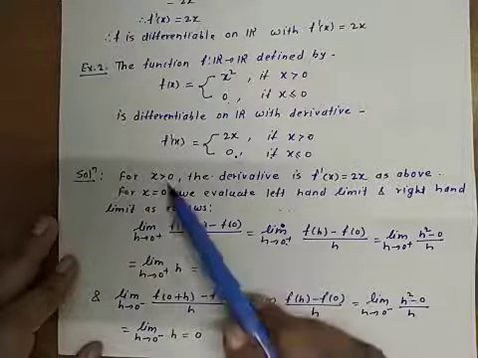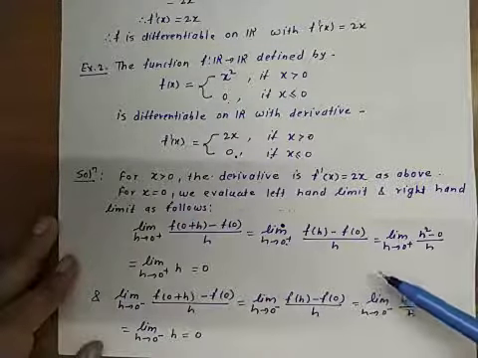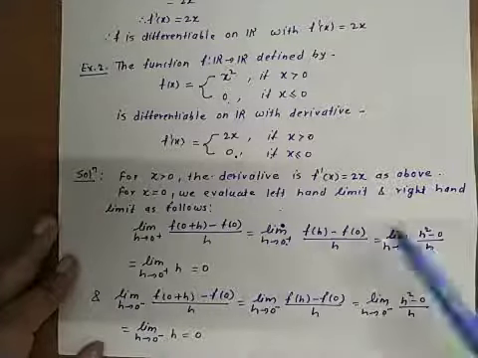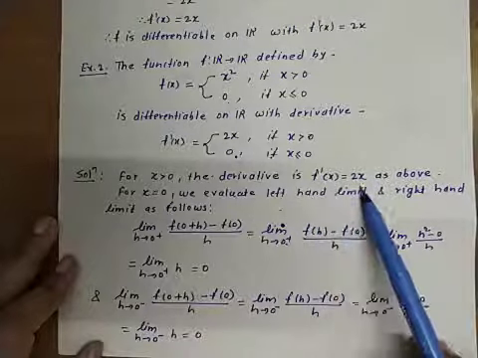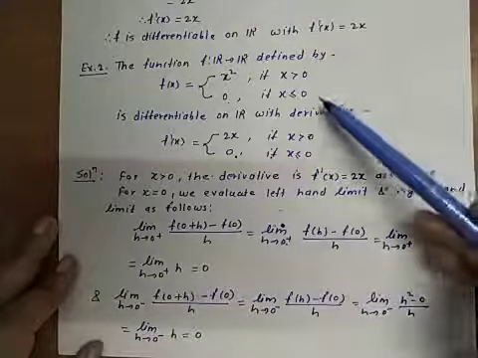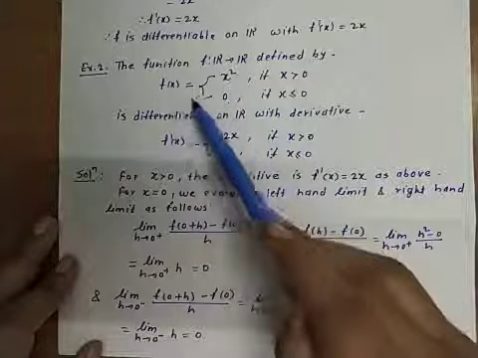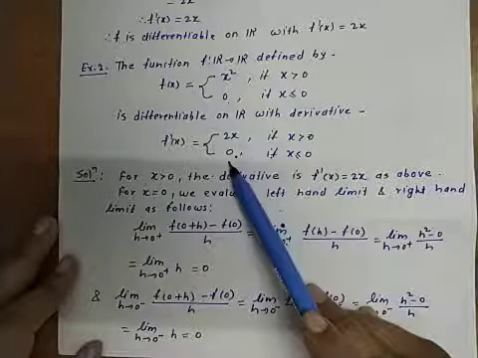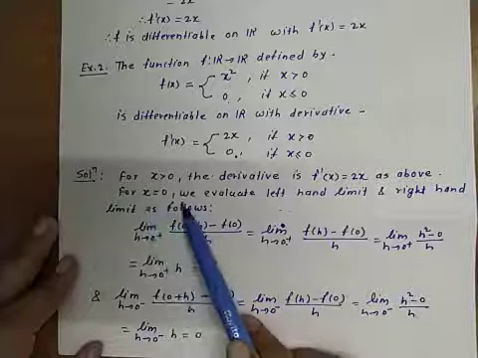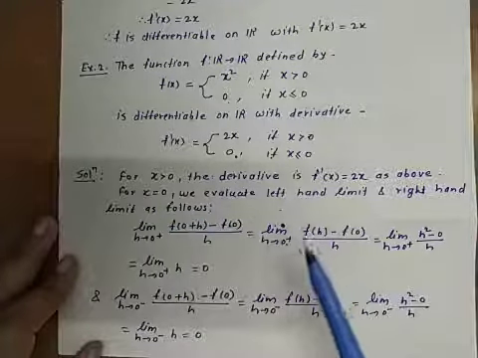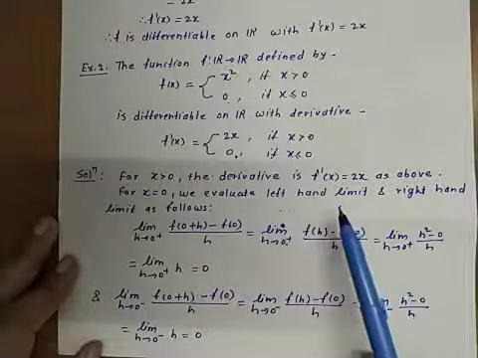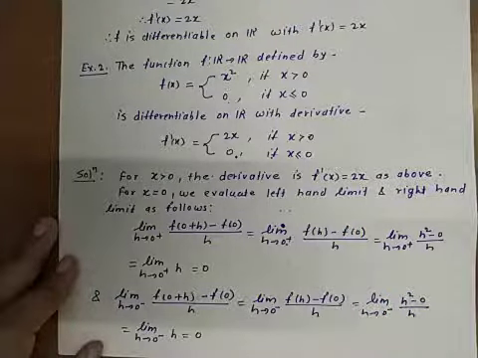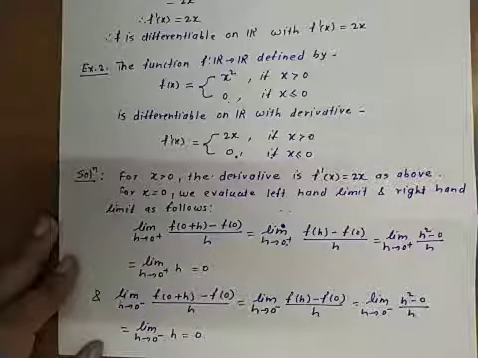Now for x greater than 0, we just proved in the previous example that the derivative of x square is 2x. So for x greater than 0, the derivative f dash is equal to 2x as above. Now let us show that at x equal to 0, the value of the function is 0 and its derivative is 0. Now for x equal to 0, what we do is find the left hand limit and right hand limit. If both are equal, then we say that the limit exists and the function is differentiable at point 0.